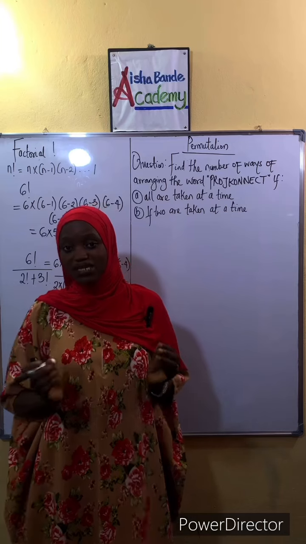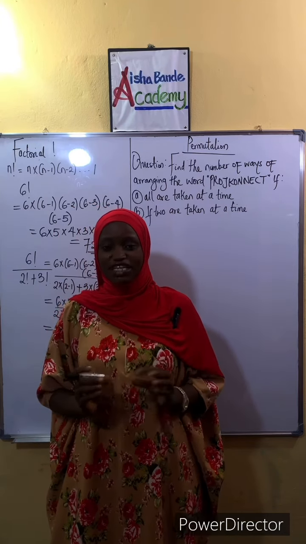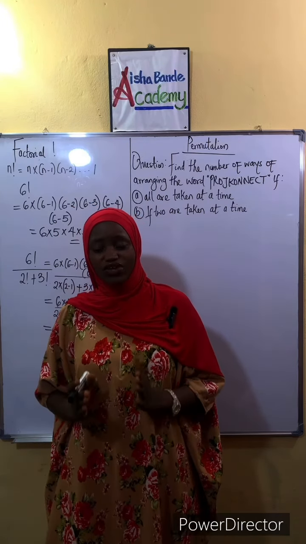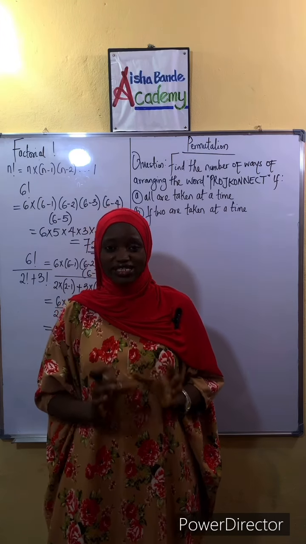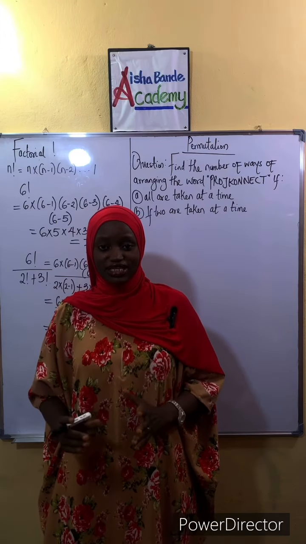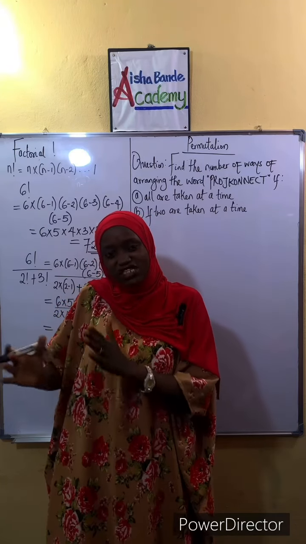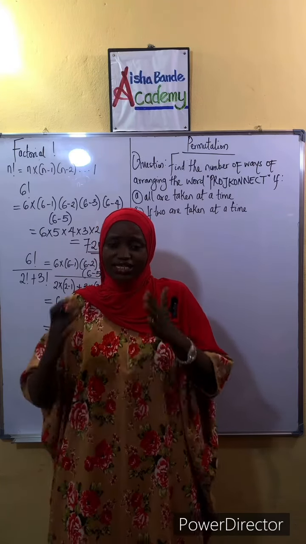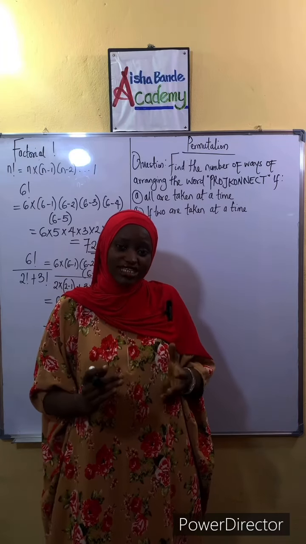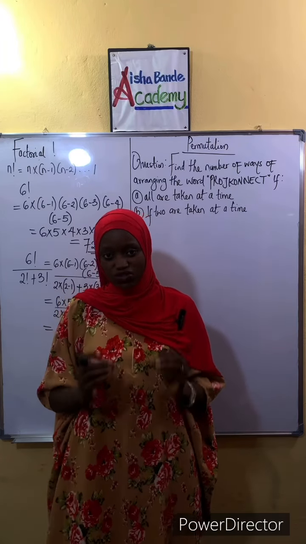Okay, so permutation is simply defined as the ordered arrangement of objects or items in a definite manner. So when you arrange objects or items in a definite manner, that means in an orderly manner, that means that the object or the item has been permutated.